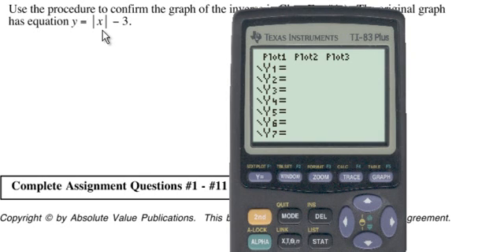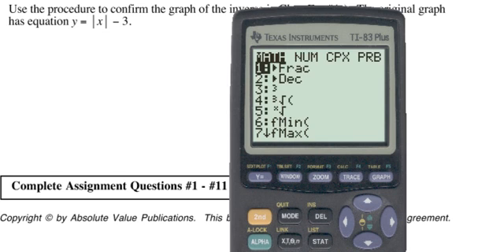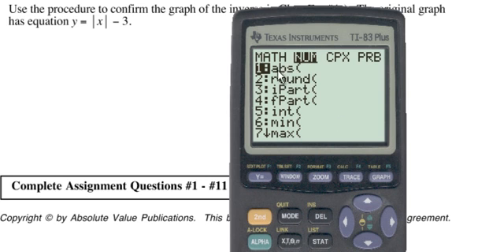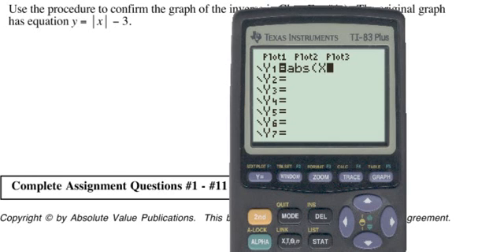Absolute x minus 3 is the first thing we have to put in. To get absolute value, you have to go into the math menu, and then you go over to where it says num. And the very first option is abs, which is short for absolute. If you pick that, and then put an x in it, that's the absolute value of x.